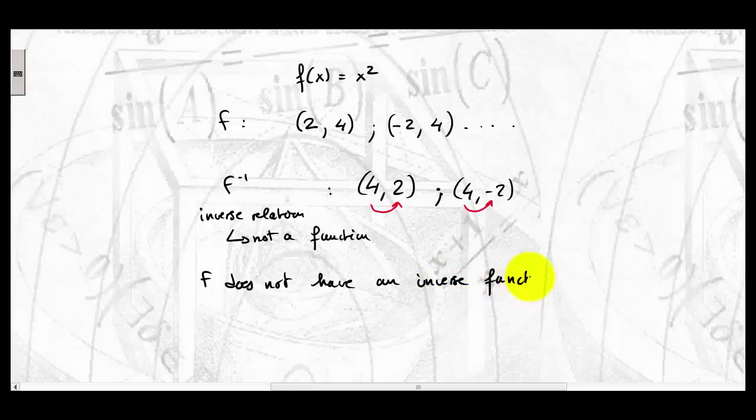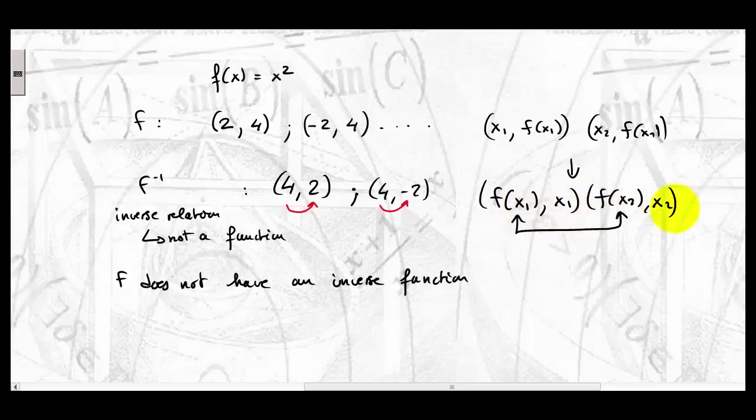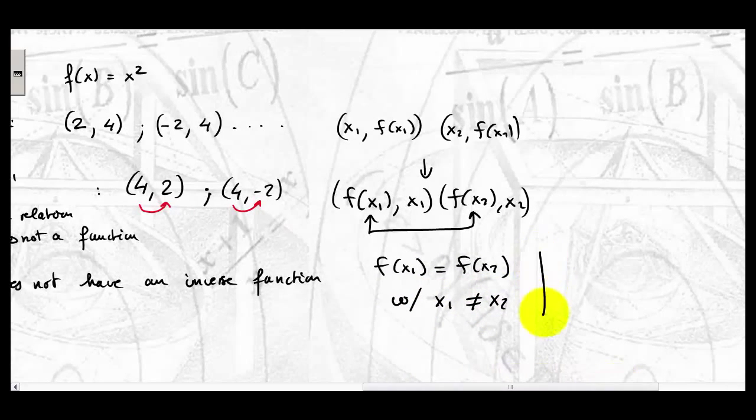So how do we really understand this? You have to flip the coordinates, right? So suppose you have here x1 and f of x1, and then another point, x2 and f of x2, right here. So how will you know if a function has an inverse or not? If you flip the coordinates, here you would have f of x1 and x1, and then you would have f of x2 and x2, right? So if you have an equality of the inputs there for two different outputs, if you have f of x1 equals f of x2 with x1 not equal to x2, this is when f does not have an inverse function, right?